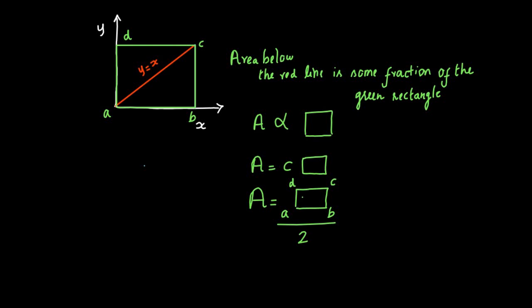Right? Now, what is the area of the rectangle? It's length into height. What is our length? Obviously, the length is x. And what is our height? Obviously, the height is y. So the area is length, which is x, into height, which is y, divided by 2. But we know what y is. y is equal to x. So x into x becomes x square divided by 2.